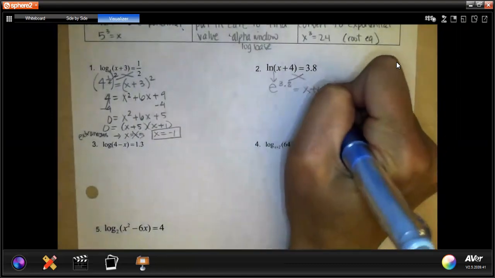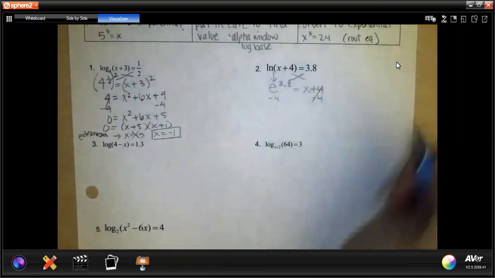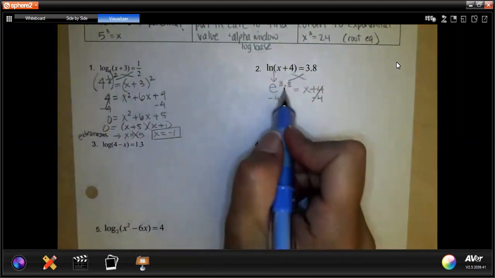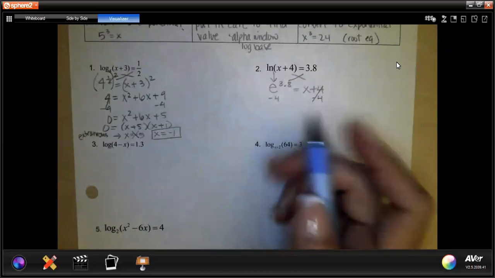My last step would be to subtract the 4. When you're doing that, you cannot subtract the 4 from the exponent. This is in the place of the exponent, this is not, so you would not want to subtract that.